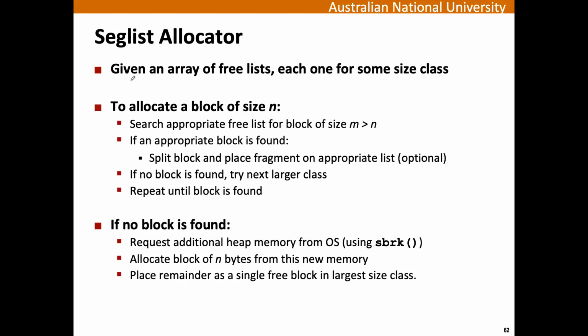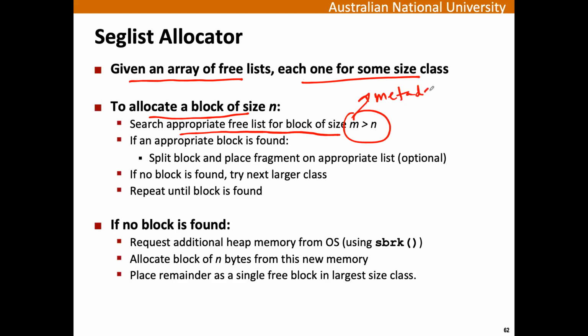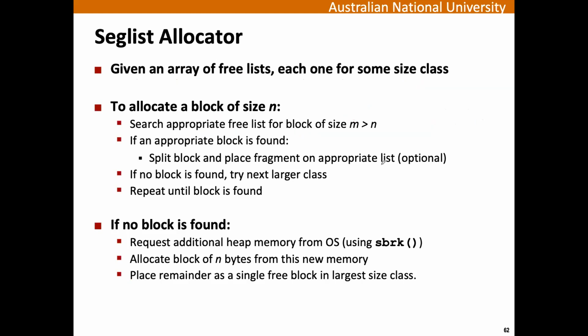So given an array of free lists, each one of some size class, to allocate a block of size n, we need to search the appropriate free list for a block of size m greater than n. So m here means metadata. If the user says, give me a block of size n, you need to add the previous, next, all those headers and everything, all the metadata, and you need to search the appropriate class for that request. If an appropriate block is found, we split the block and place the fragment on the appropriate list. And this optimization is optional.